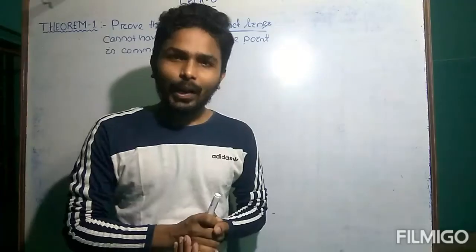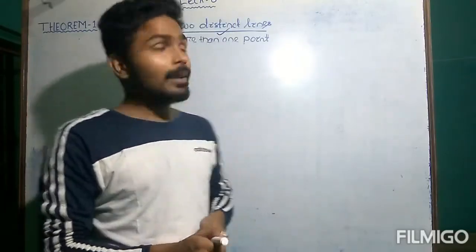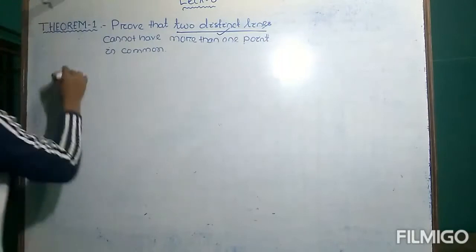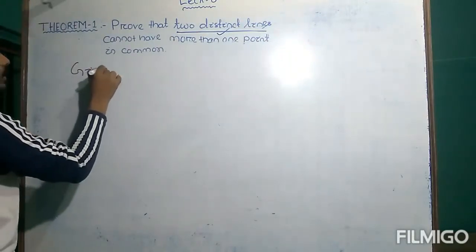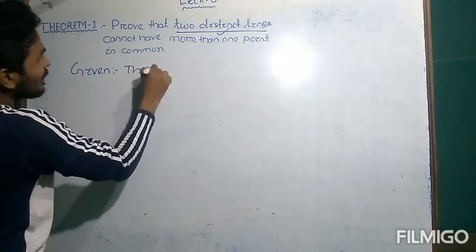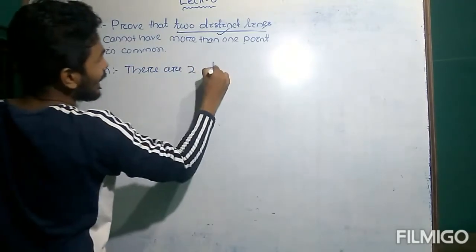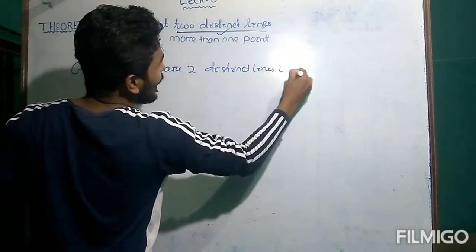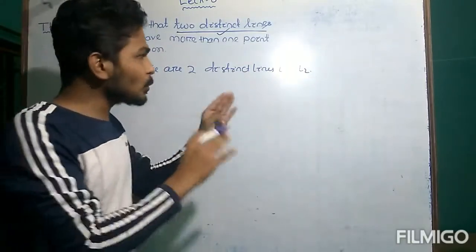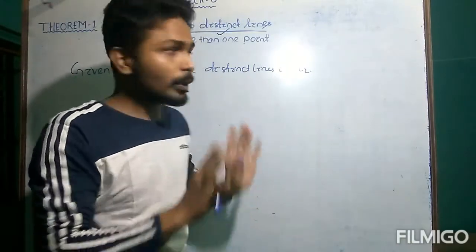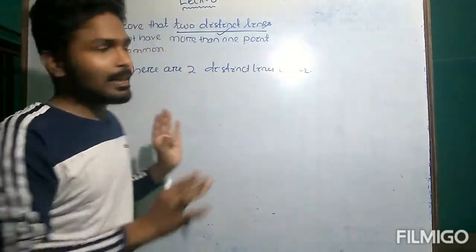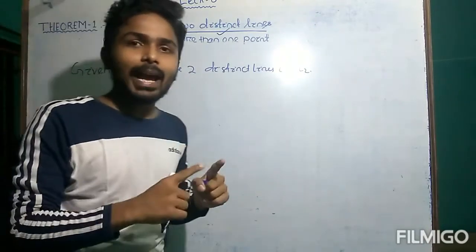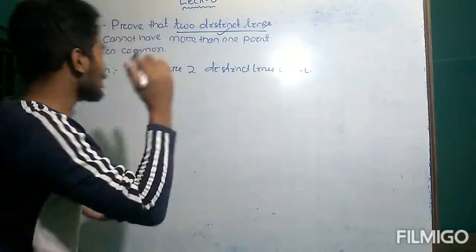Okay? And now I will tell you how to prove a theorem. From the statement, it is given that there are two distinct lines. So write it first. Given: there are two distinct lines L1 and L2. But I don't know whether the two lines are parallel or intersecting. We only know that there are two distinct lines L1 and L2. Then what we have to prove? We have to prove that the two lines cannot have more than one point in common.